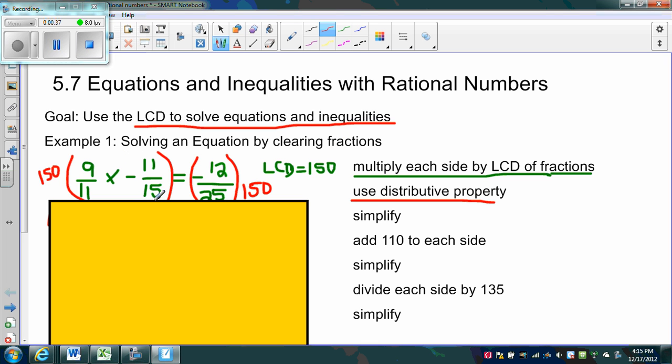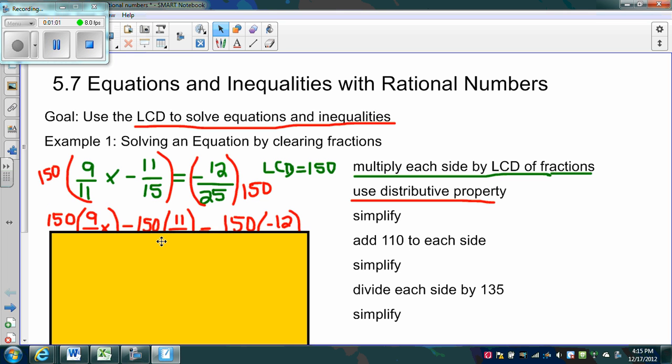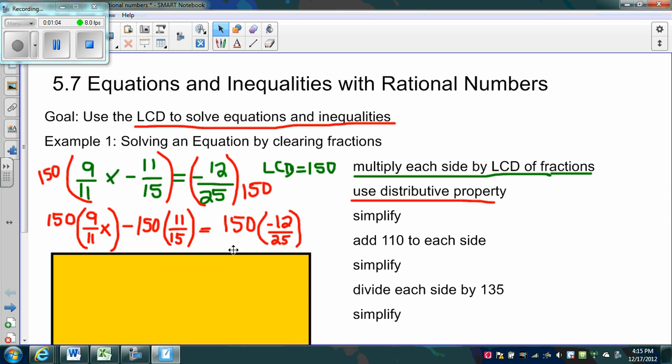So, for example, the way we do this is you multiply each side by the LCD of all the fractions in it. So I already found the LCD for 11, 15, and 25, and it's 150. So then what I'm going to do is I'm going to multiply both sides by that 150. And this is like using the distributive property. The 150 goes both with the 9/11 x and the minus 11/15. So we can go ahead and distribute that using the distributive property and then simplify.